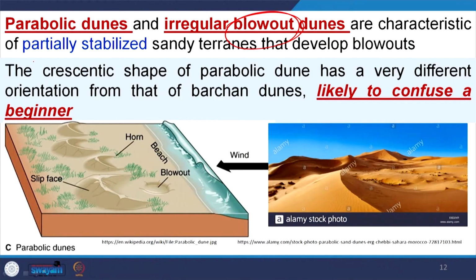This parabolic term is used for its shape. That means, if you look from the top surface, its shape itself indicates it looks like a parabola. That is why it is called a parabolic dune. Their characteristic is partially stabilized sandy terrains that develop blowouts. Partially stabilized means sand dune stabilization.